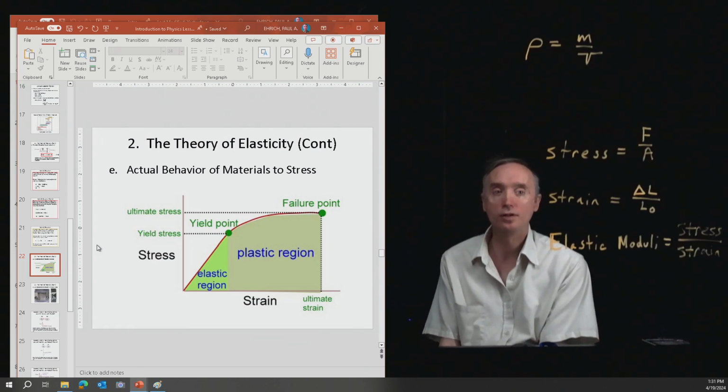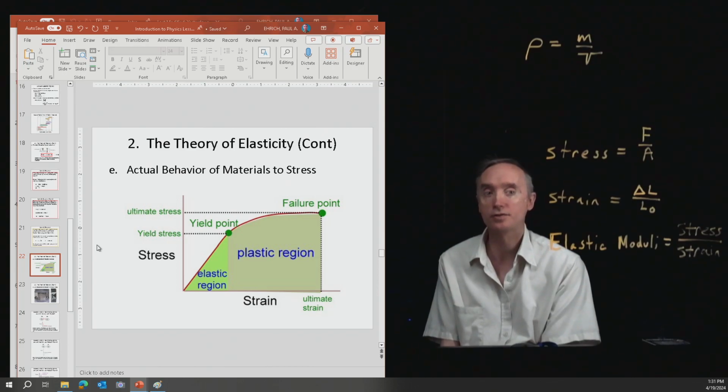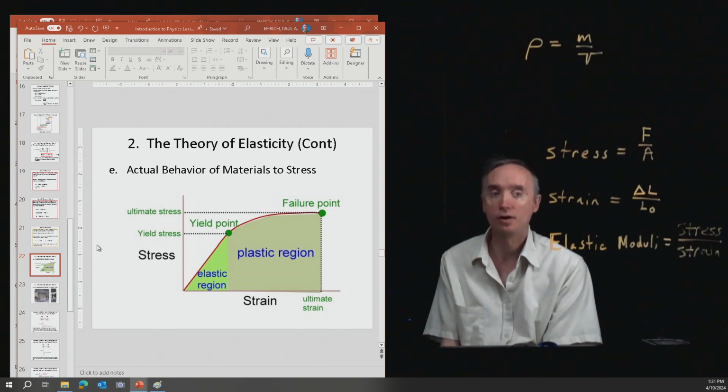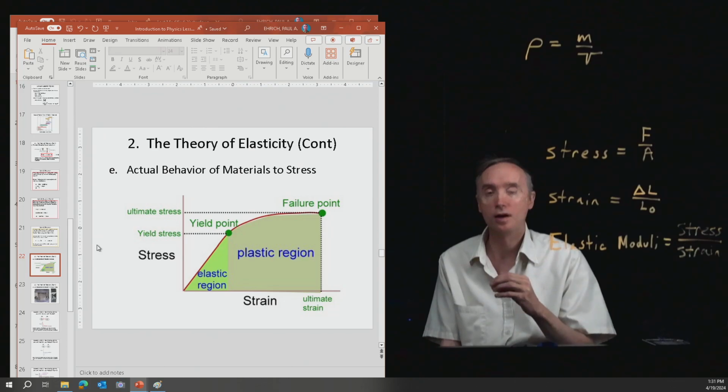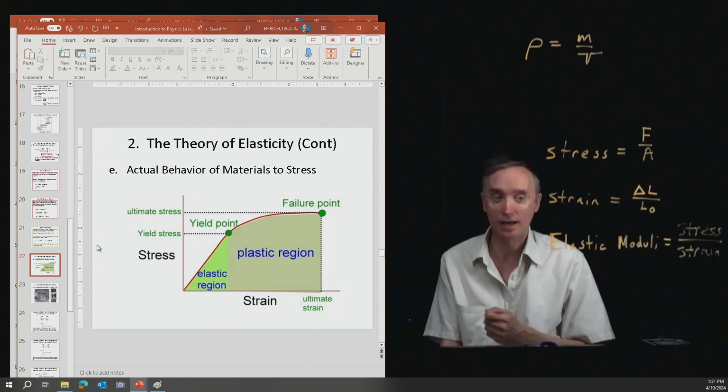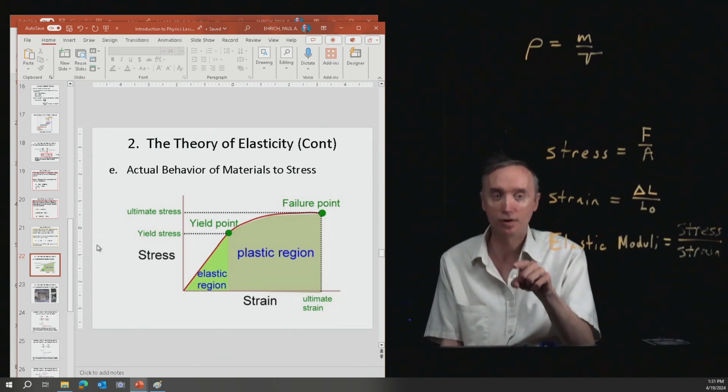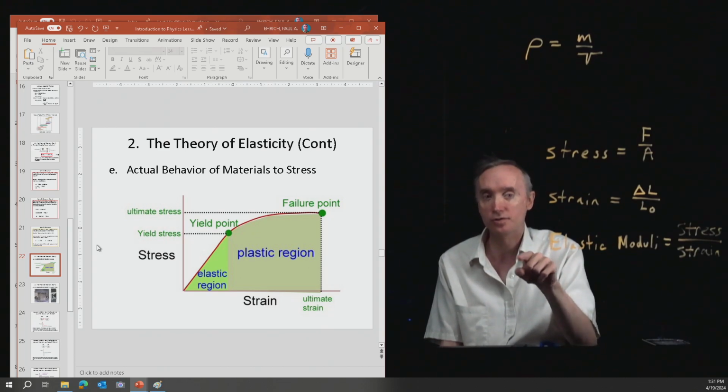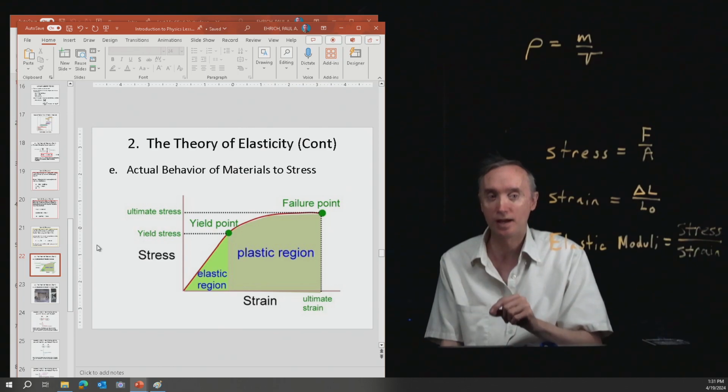All right, now we want to talk about what materials really do when you apply a stress to them. So far, we have discussed materials behaving elastically. So here's a graph of stress versus strain. And in that first region there, you see it's the elastic region. So what is the shape of the curve in the elastic region?